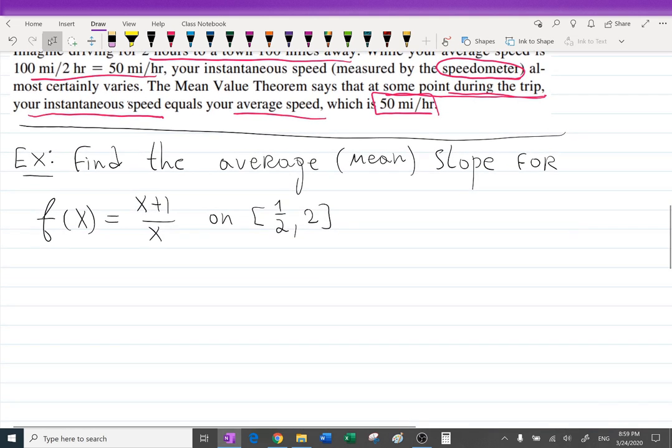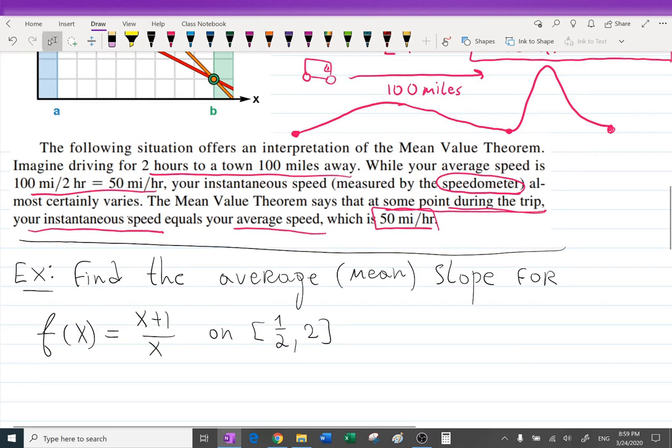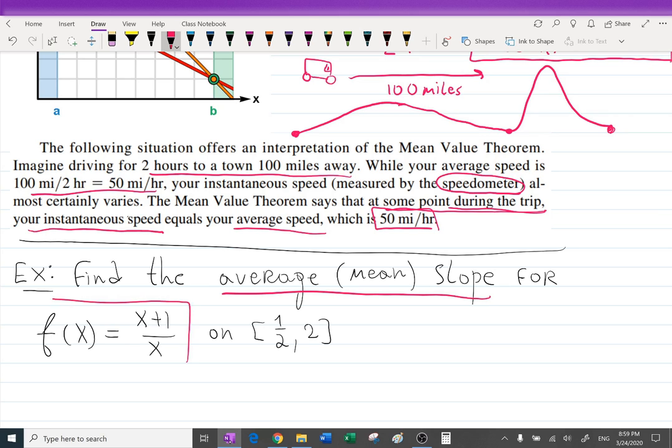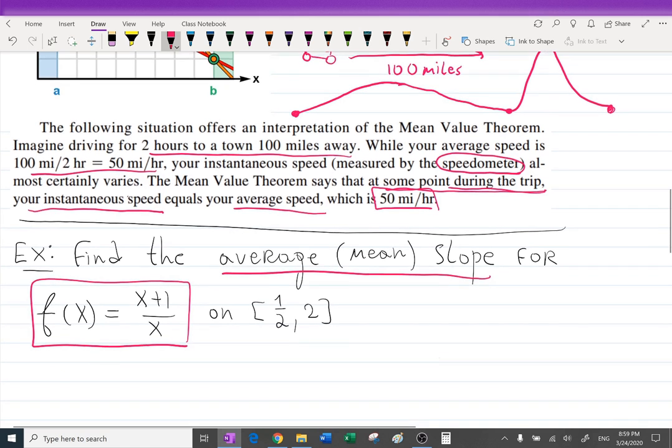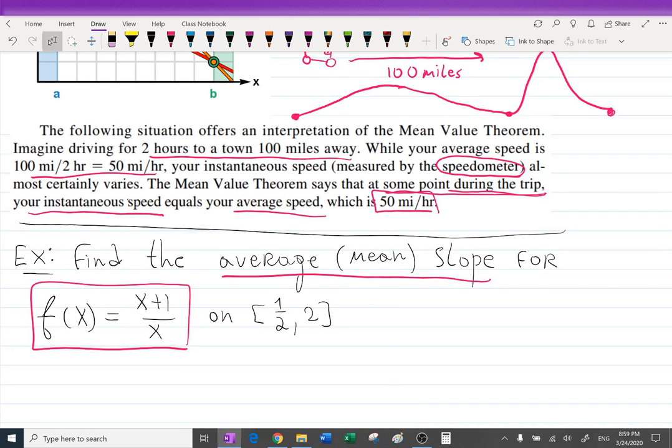Okay, let's go to the example, so that you can proceed to do your homework. Find the average mean slope for the given function. This is one of the synonyms, where we ask you to use the mean value theorem. Average mean slope is the moment where your tangent slope equals secant slope. Here's the function x plus 1 over x, and the interval is given, 1/2 to 2.